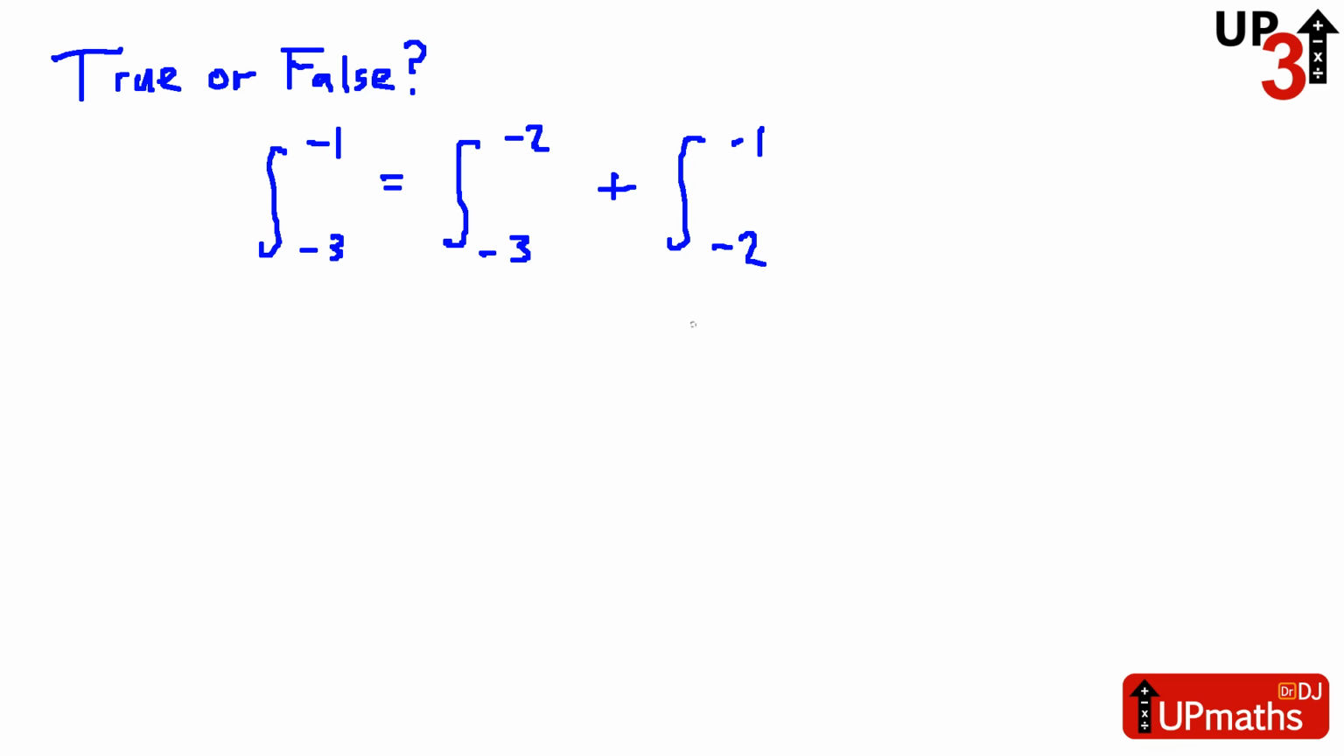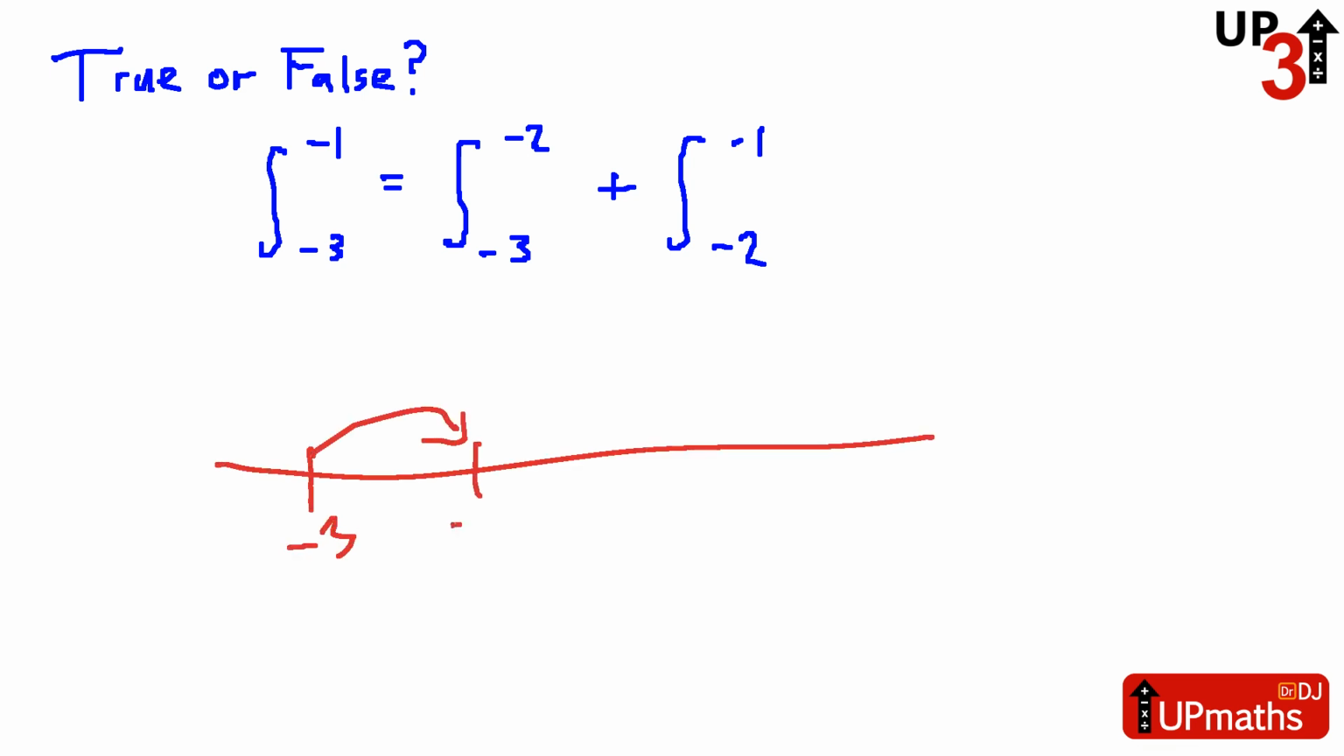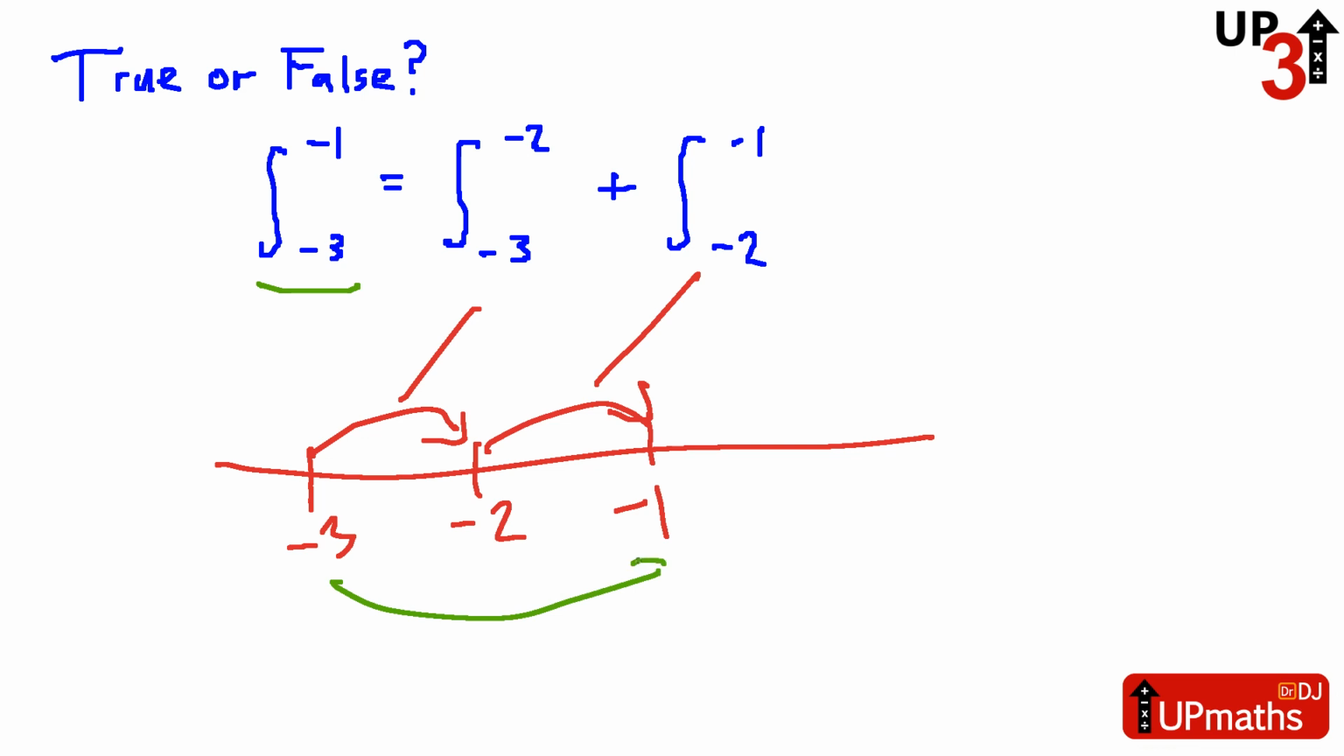Well, I think it's true, because if we just draw a number line, there's minus 3, and if we integrate from minus 3 to minus 2, and then integrate from minus 2 to minus 1, as we did here and here, then that's the same as if we do this one, which is integrating all the way in one jump. Next question.